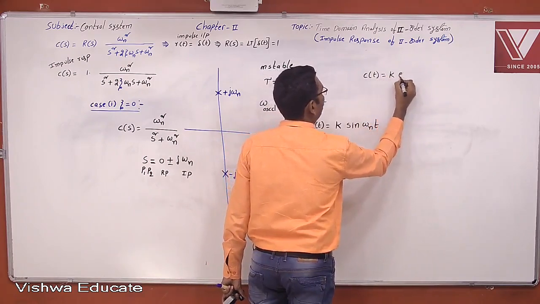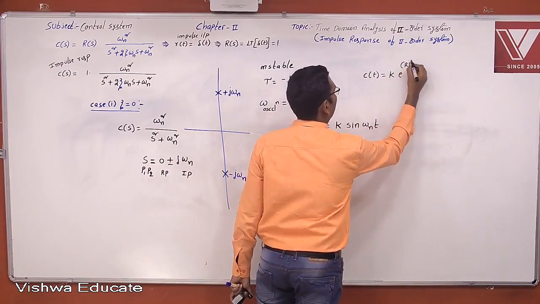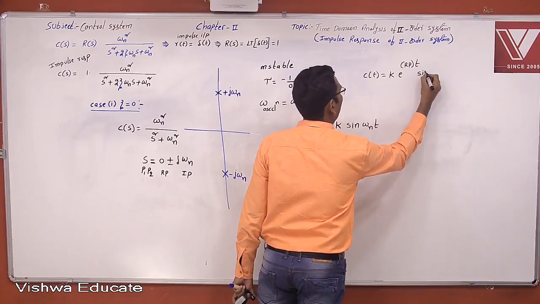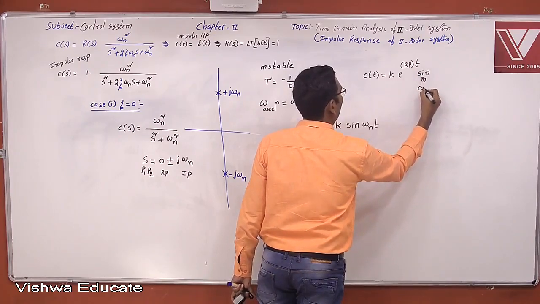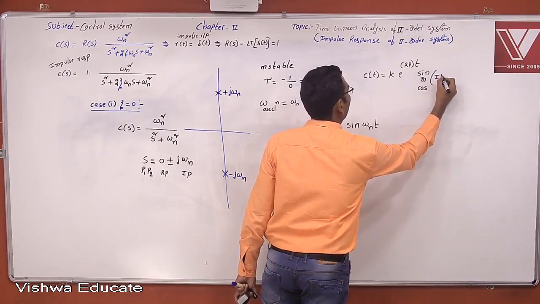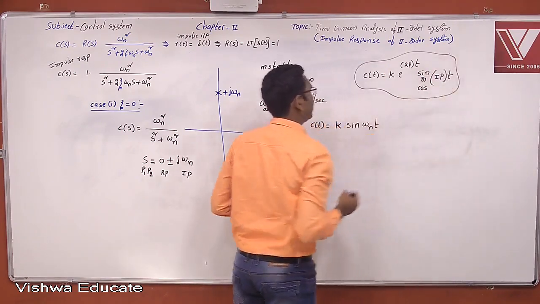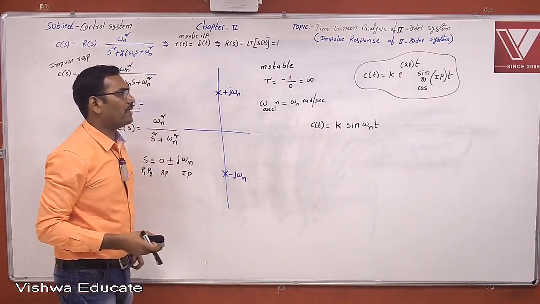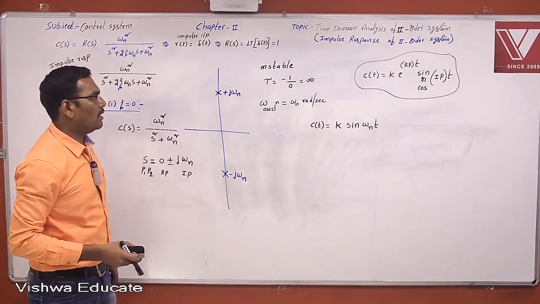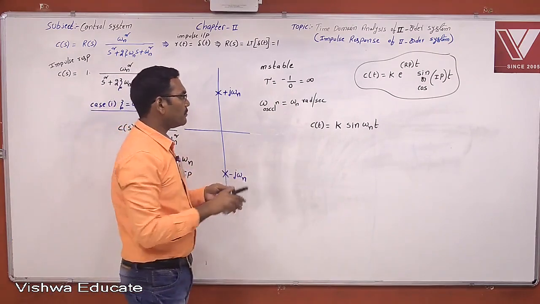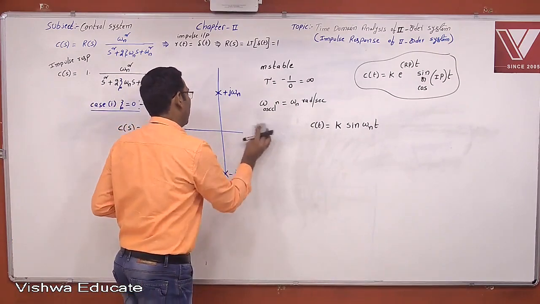K into e power real part into t, sine wave or a cos wave, not a problem, sine or cos into imaginary part into t. See, go to the basic classes. This is the impulse response: K into e power real part, sine or cos, and imaginary part into t. Now this is the impulse response.